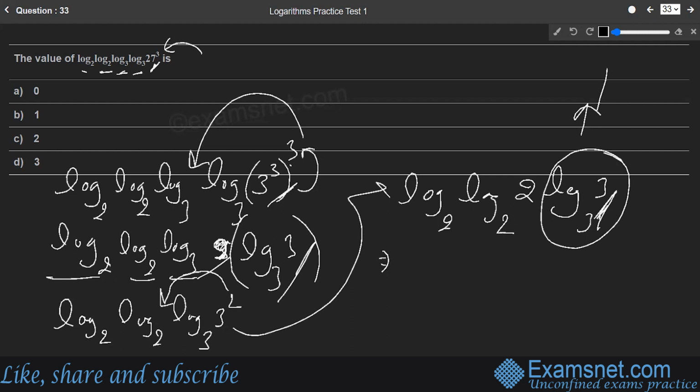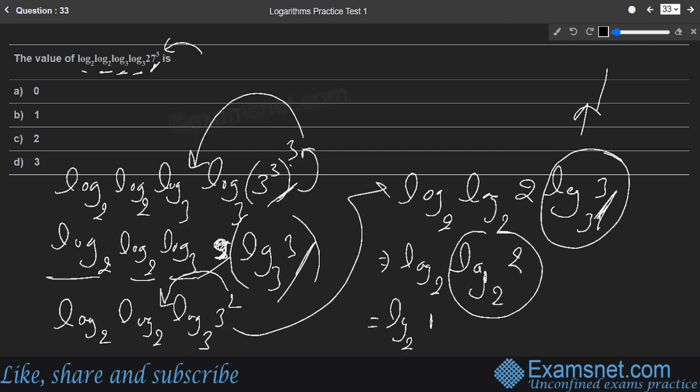So in the next step you will have log base 2, log base 2, and this will be 2 into 1, so this is only 2. Now in this step, log base 2 of 2 will again become 1, so you are left with log base 2 of 1, and log of 1 to any base is always 0, so the final answer of this question is 0. Okay, the right answer is 0, which is available in option A, and is the right answer.